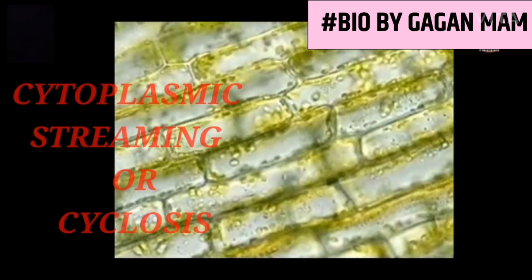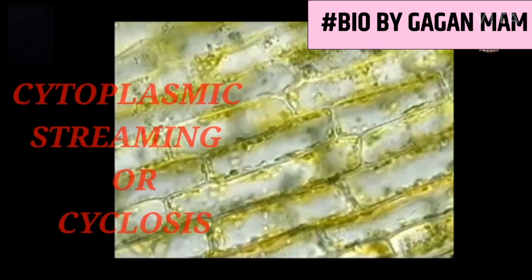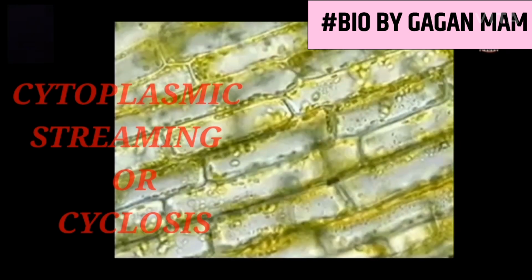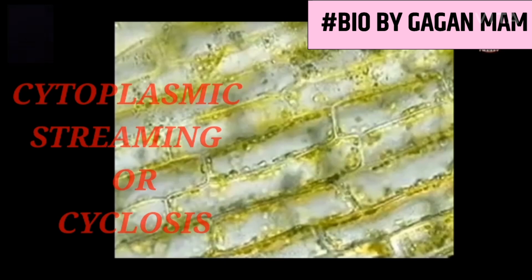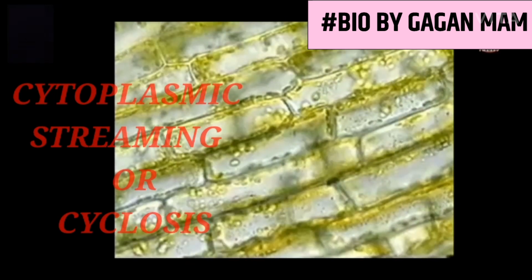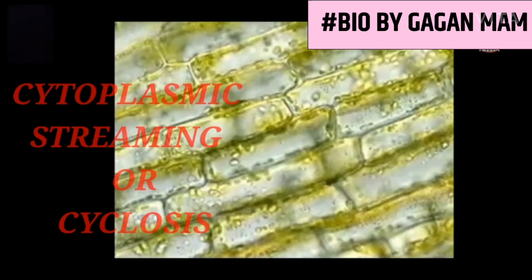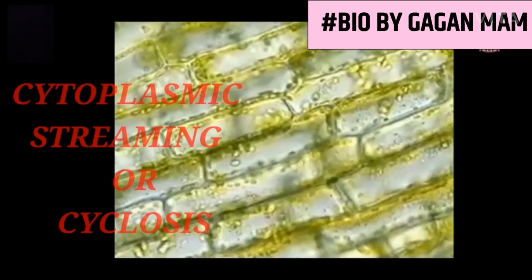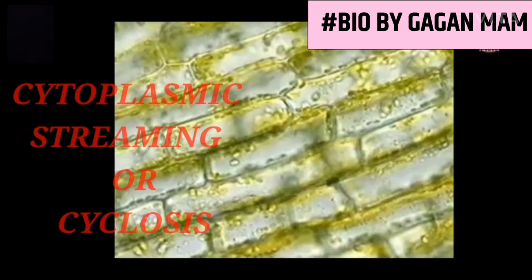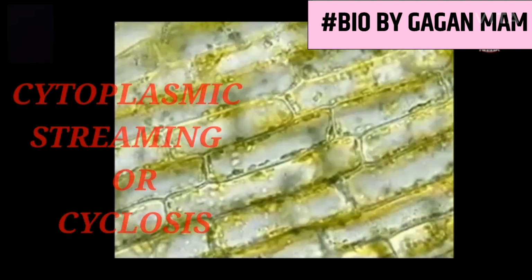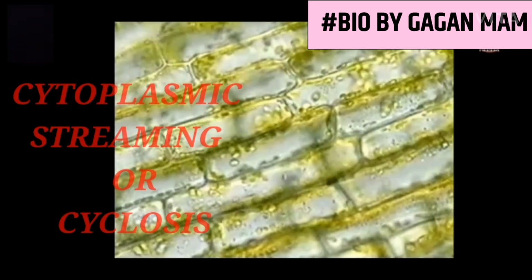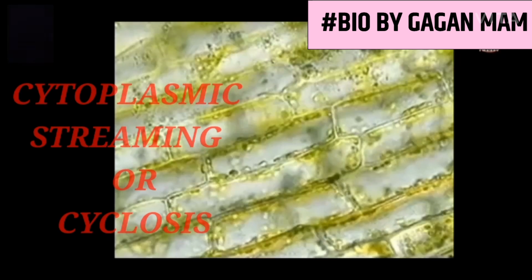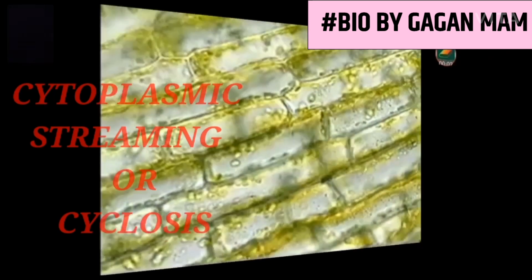Now what is the utility of this movement? This movement or streaming of cytoplasm is helpful in the transportation of nutrients and metabolites. When fluid moves, it helps in the exchange of materials between cell organelles. Hence, it will also lead to cell interactions. Hence, cytoplasm is fluid in nature and capable of movement. It can also change its shape.